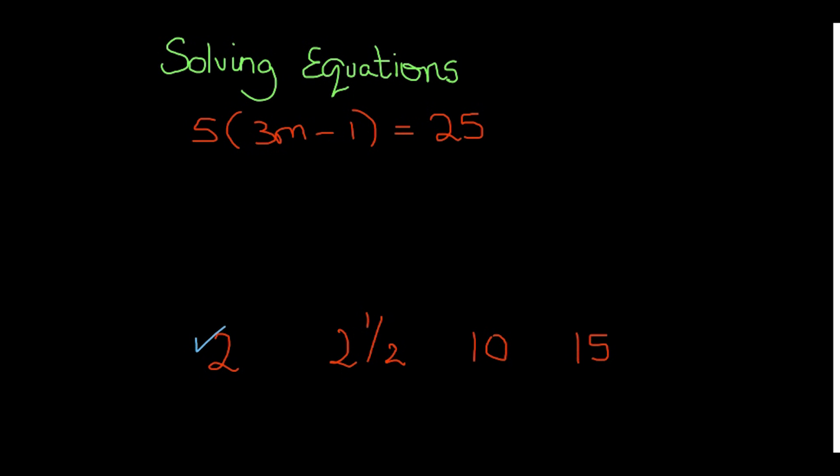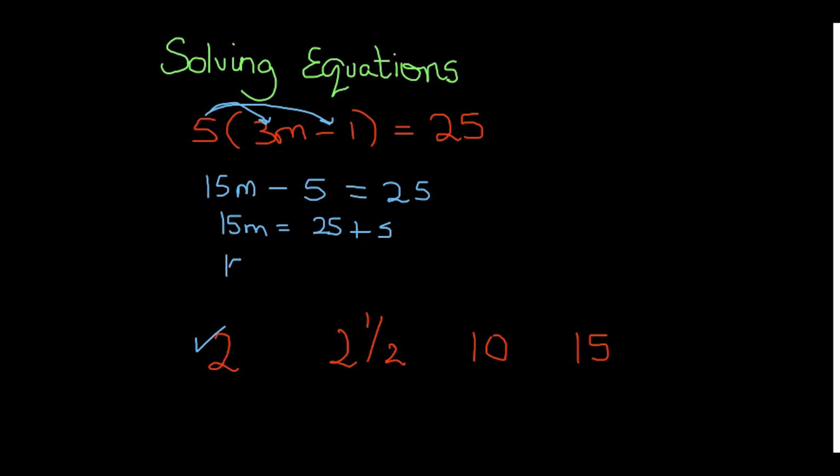1, we can apply distributive law. And if you remember your distributive law, you can do 5 by 3m and then 5 by -1. So this will give me 15m minus 5 is equal to 25. And then from there, we do what we've been doing earlier with the balance method. I'm going to add 5 to both sides, and then we'll get 15m is equal to 25 plus 5. And then 15m is equal to 30.